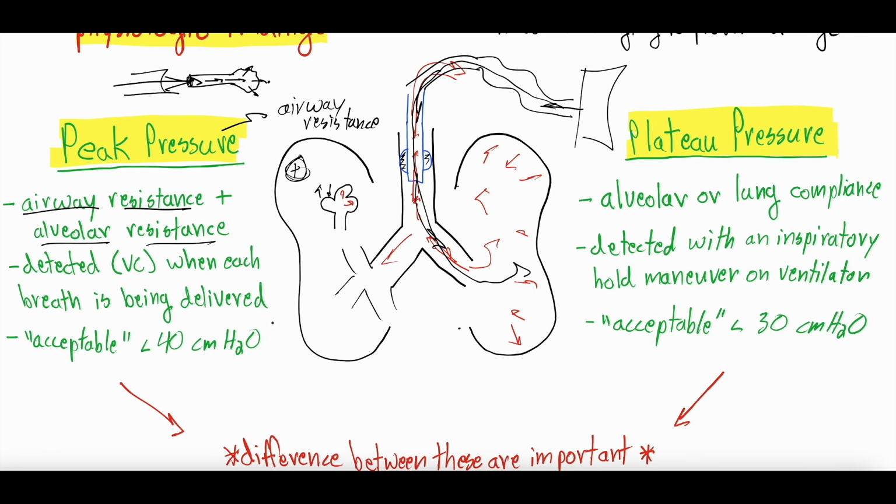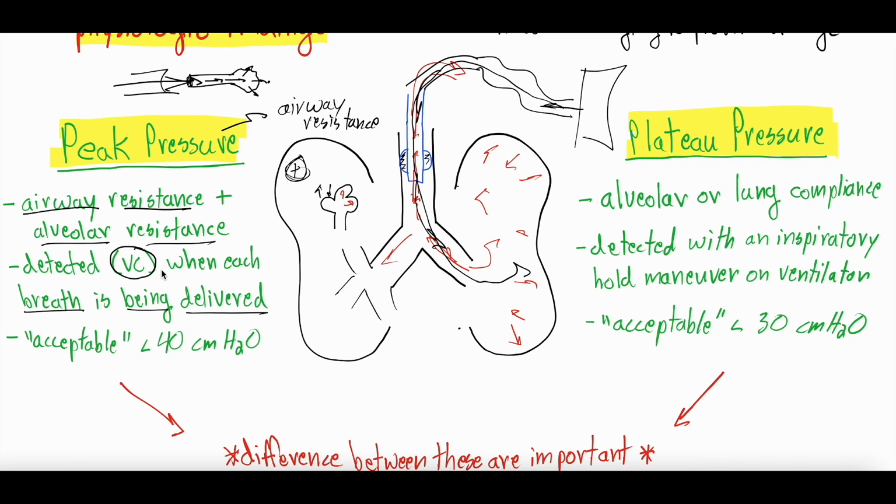Now, as we talked about, it's detected when the breath is being delivered, right? Because it's an airway resistance. As the breath is flowing through these airways, that is when it detects the peak pressure. And do note that this is all in volume control. This is more of an advanced topic and probably outside the scope of this video.